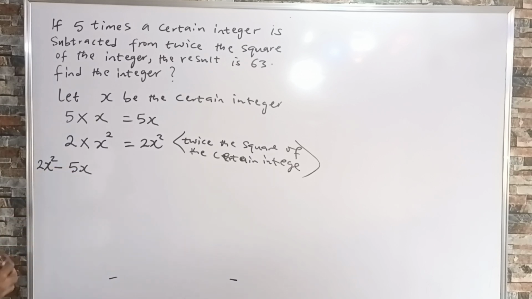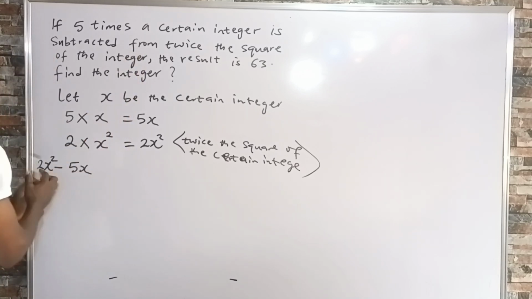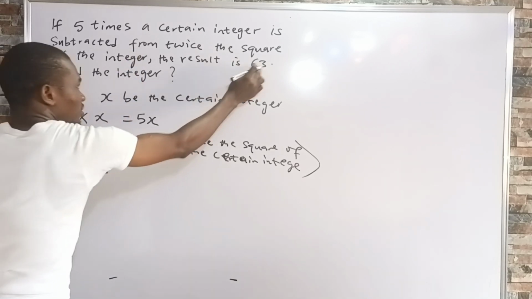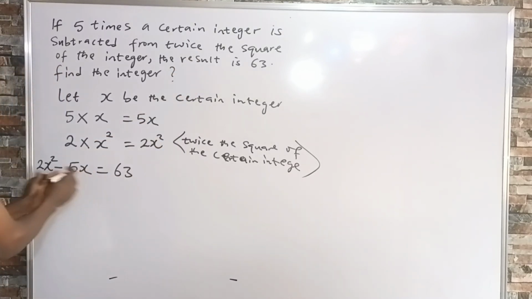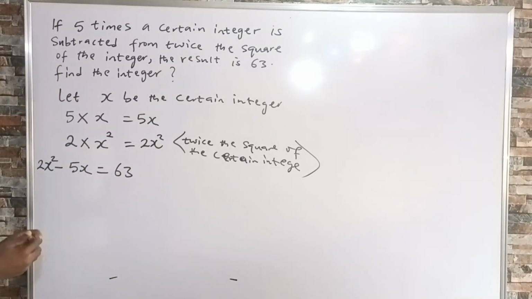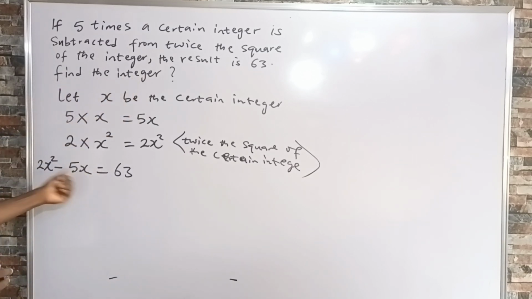Many students usually make mistakes in that language, from. From means that out of this, remove the other thing. And we are told that the result of subtracting this from this is going to give us 63. We are then asked to find the integer, that means find this x here.